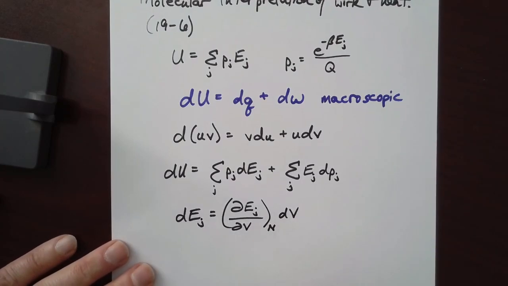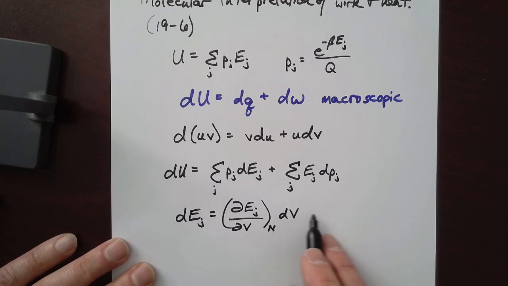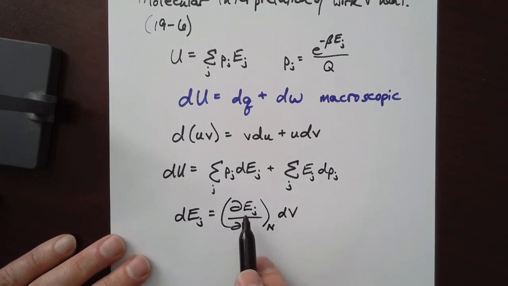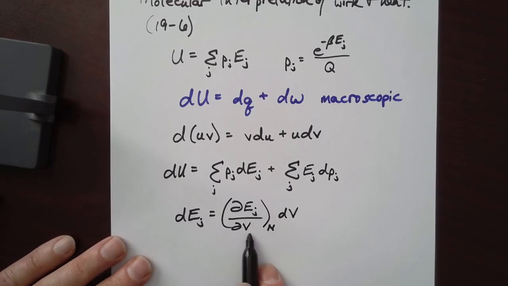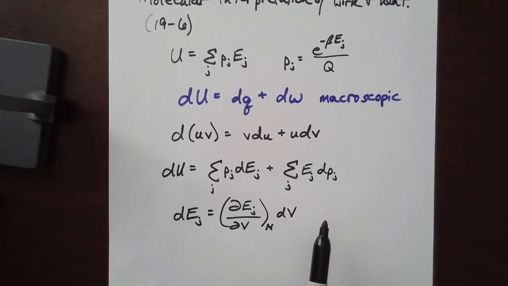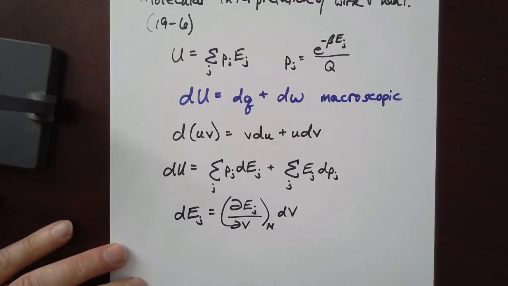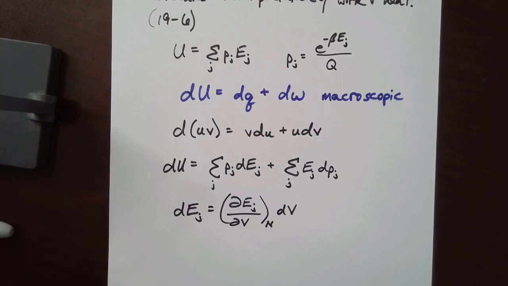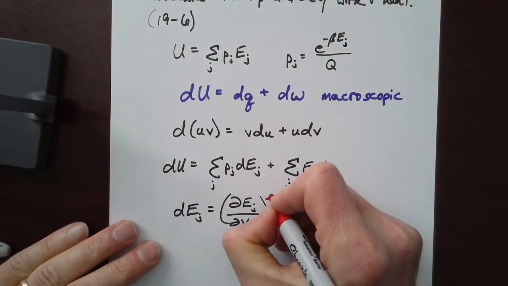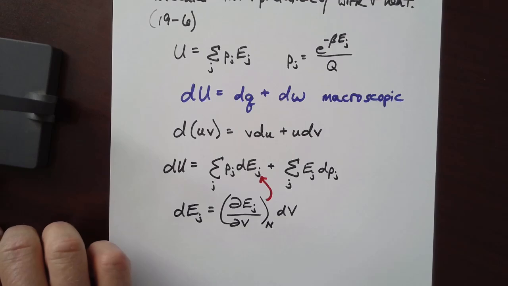Providing that n is constant. In other words, if n is not constant, then we'd have a whole other term here. We would have the partial of Ej with respect to n, holding volume constant, right? That would be over here. But we're going to have a closed system, so the number of atoms or molecules doesn't leave the system. So we can substitute this in. We're going to take this and put it in right here. And then we're going to rewrite.